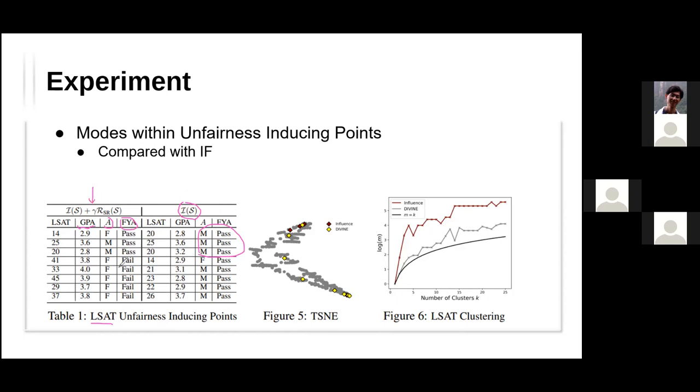However, in this section, other than this pattern, they also found this pattern. So they claim that they can find more patterns for those unfairness points. In this figure, they apply a dimensional reduction and show that the divine points are much more diverse. In this figure, they put the samples into K clusters. The x-axis is K, and Y means how many points they need in order to cover those K clusters. Divine requires fewer points to cover those clusters. So again, it's a measurement regarding diversity.